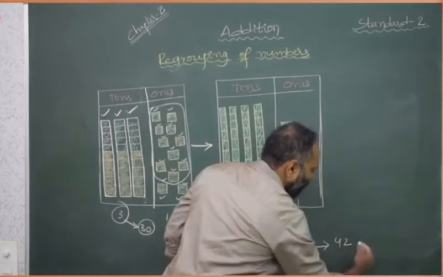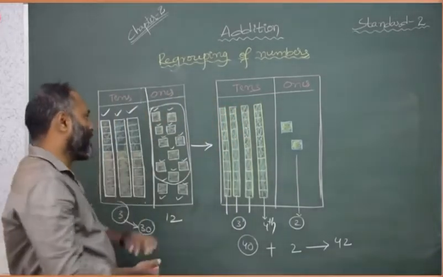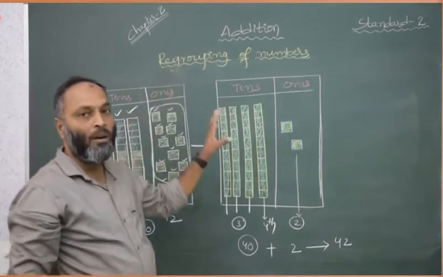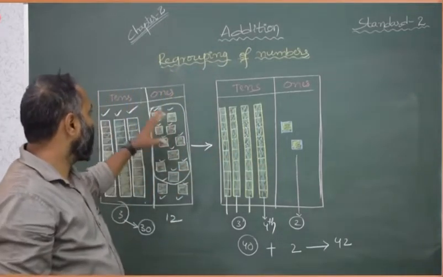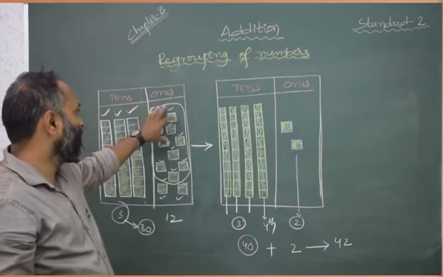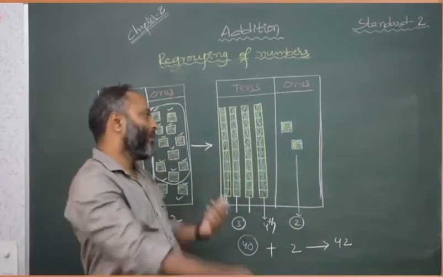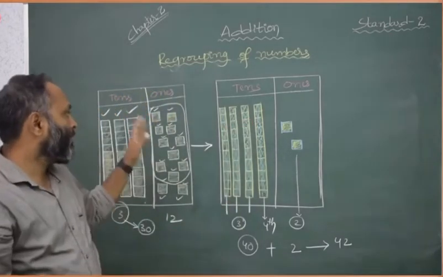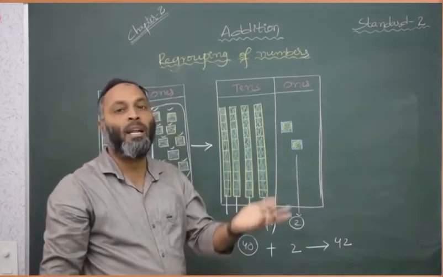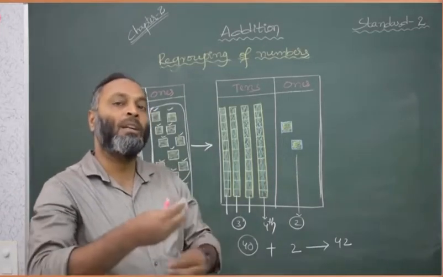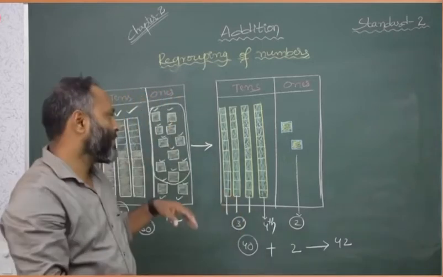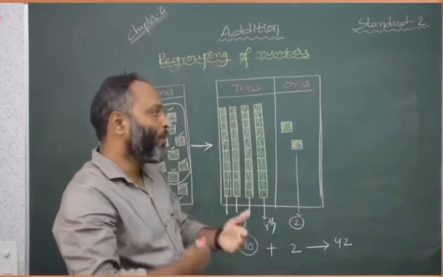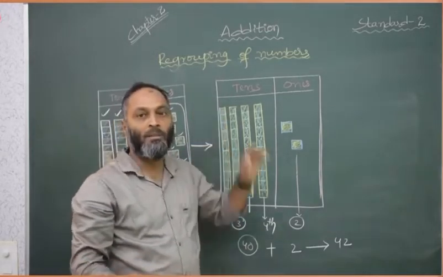42 blocks. 42 blocks were there. So the total overall was 42 blocks, but our concept is how to regroup, how to convert ones into the tens place. If more than 10 blocks were in the ones place, we have to convert them into a tens block. So this is the regrouping. Whenever more than 10 blocks are given in the ones place, we have to convert the 10 blocks into the tens place. This is the procedure for regrouping. So this is the concept.